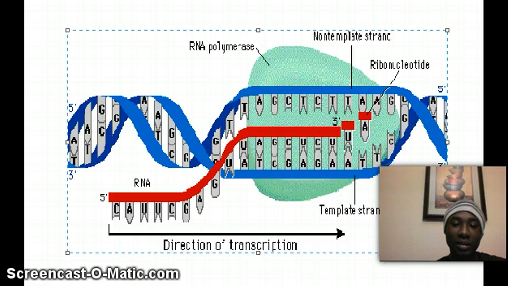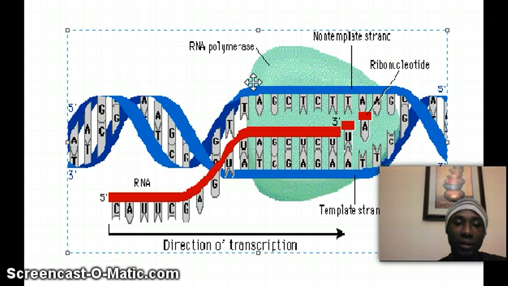Transcription is basically the synthesis of mRNA from DNA. The mRNA is then transferred to the ribosome for translation. So, transcription occurs in three steps. The first step is initiation.